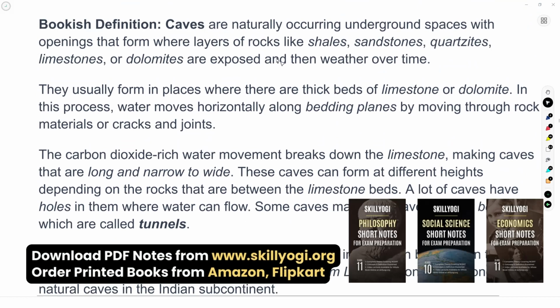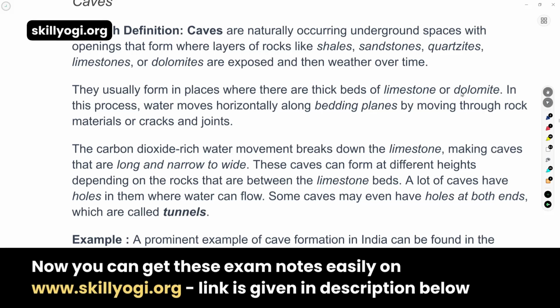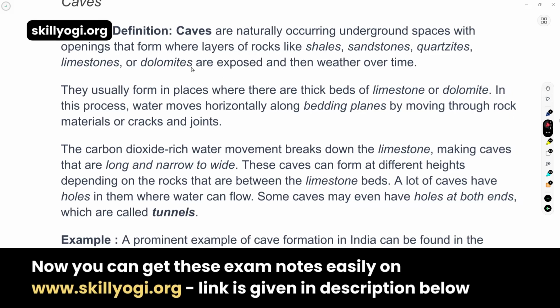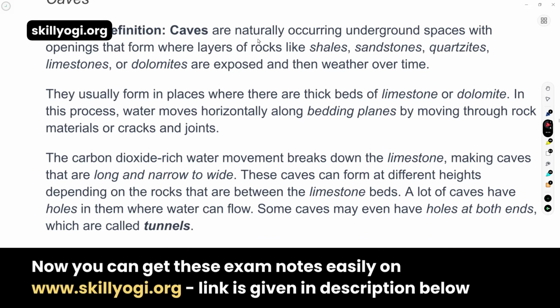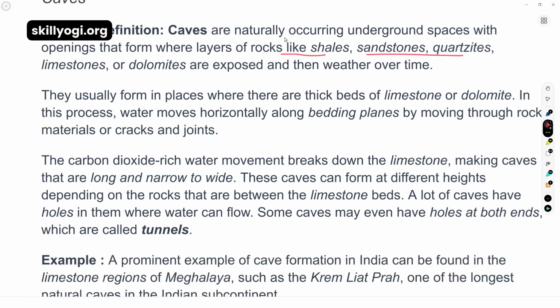So caves are naturally... you already know what caves are, but still, when the question is asked, it is very important to understand the definition so you can answer it very easily and get full marks. So what is the bookish definition? Caves are naturally occurring underground spaces with openings that form where layers of rocks like shales, sandstones, quartzites, limestones, and dolomites are exposed over time. Whatever terms you see here in slant or italic are the important keywords that you need to remember.